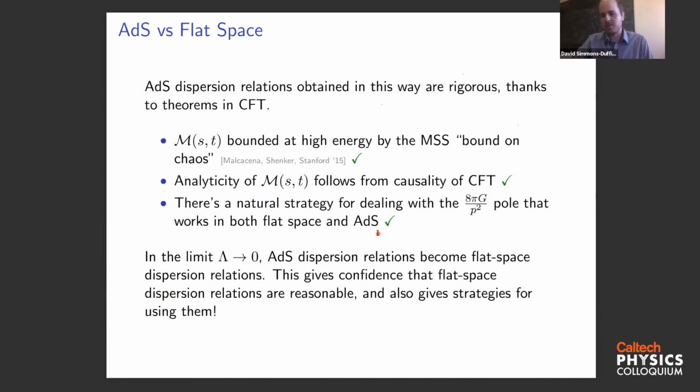So if you take the limit as the cosmological constant goes to 0 of these CFT constructions, the interesting thing is that we land on exactly the flat space dispersion relations I was writing before. So this gives confidence that the flat space dispersion relations are at least reasonable. To prove that the flat space dispersion relations are absolutely correct, we would need a holographic formulation of quantum gravity in flat space, which we don't have. But at least this is motivation for considering them.